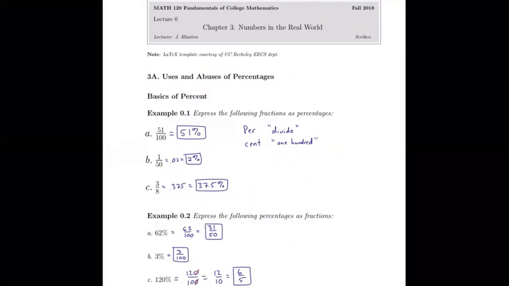Similarly for 3/8, calculator tells us that 3/8 is equal to 0.375 as a decimal. Once again, we move this decimal place 1 and then 2 places to get 37.5%.